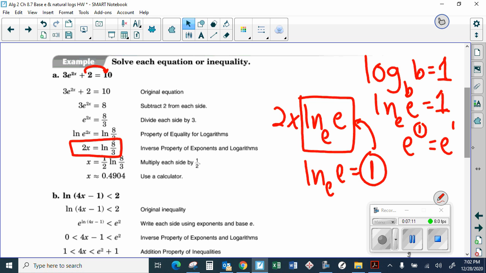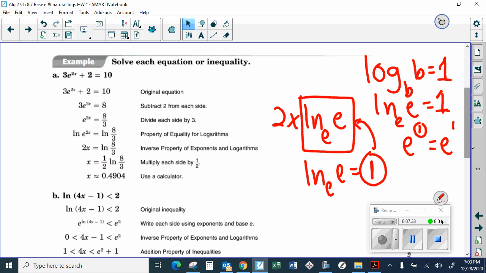Last step, divide by 2, or the same thing as multiplying by 1/2. So I can put 0.5 in my calculator, natural log of, now when I do this, I need to make sure that 8 divided by 3 is in parentheses. And there you go. And then there's your answer.